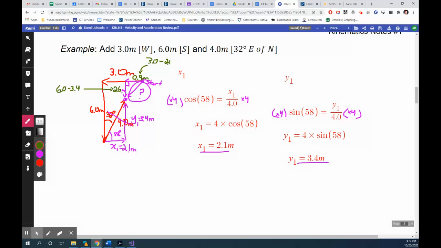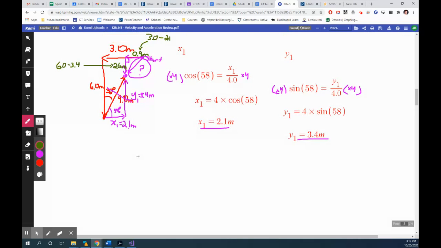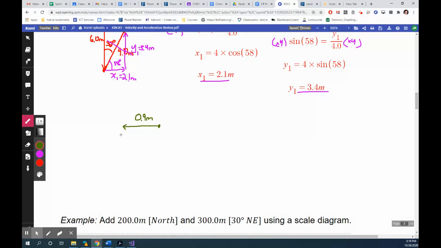And so what I'm going to do now is take this stuff and redraw it, because that's our final answer. So we know that we went 0.9 meters towards the west. This is where we started, towards the west. And we also went 2.6 meters down. So I'm going to try to draw this nicely, right about there. There we go. That's good. 2.6 meters down.